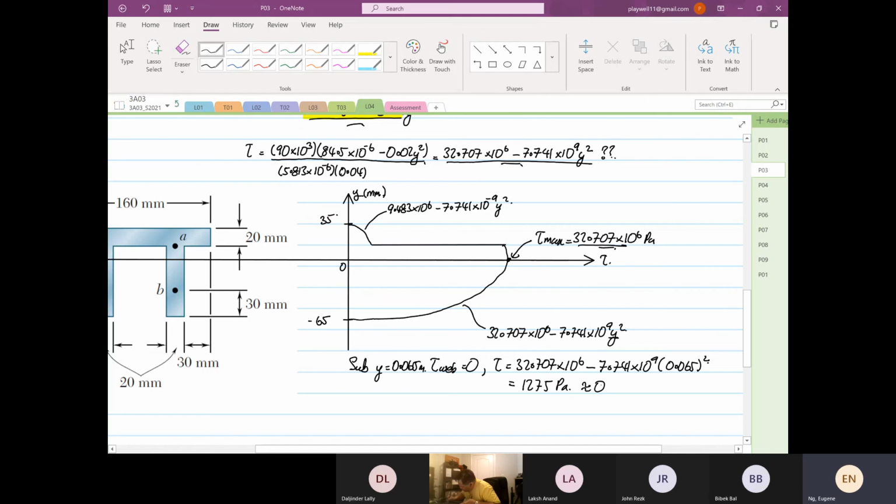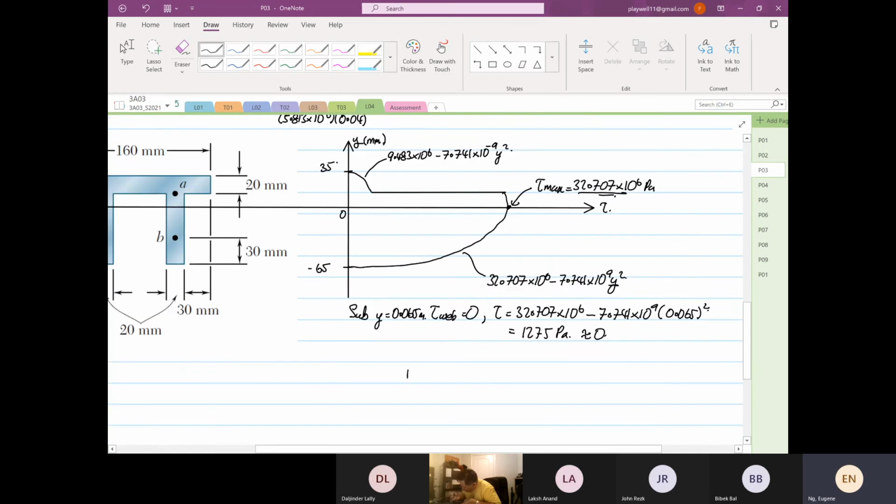So this is approximately equal to 0. Why? Because if you take 1275 divided by 32.707 times 10 to the power 6, multiplied by 100%, the 1275 is very insignificant, because it's equal to 3.898 times 10 to the power minus 3% of the maximum value. So it's approximately equal to 0.